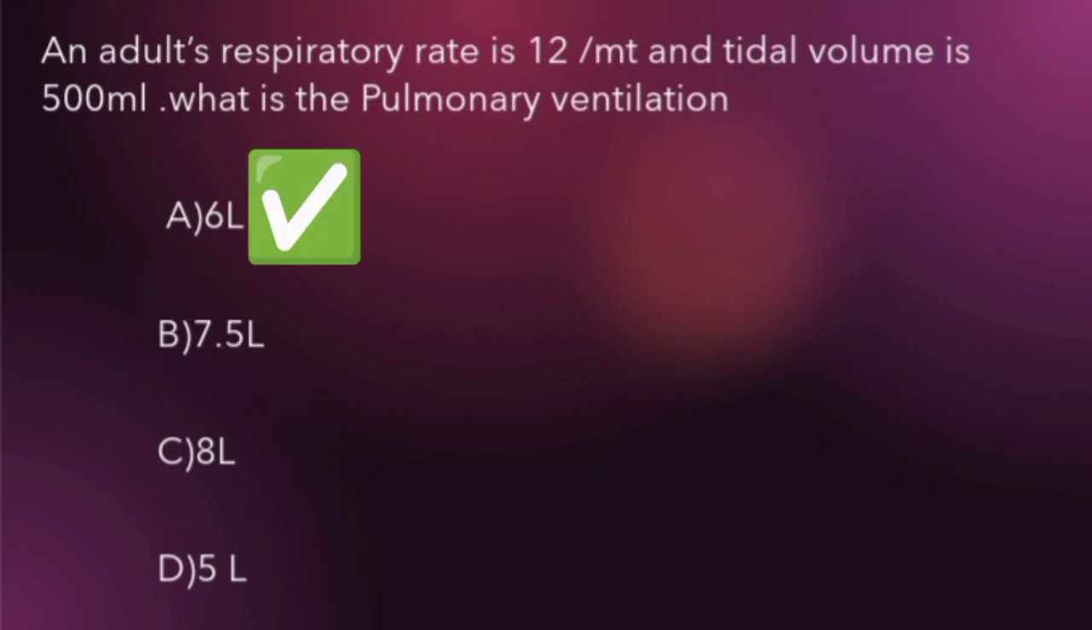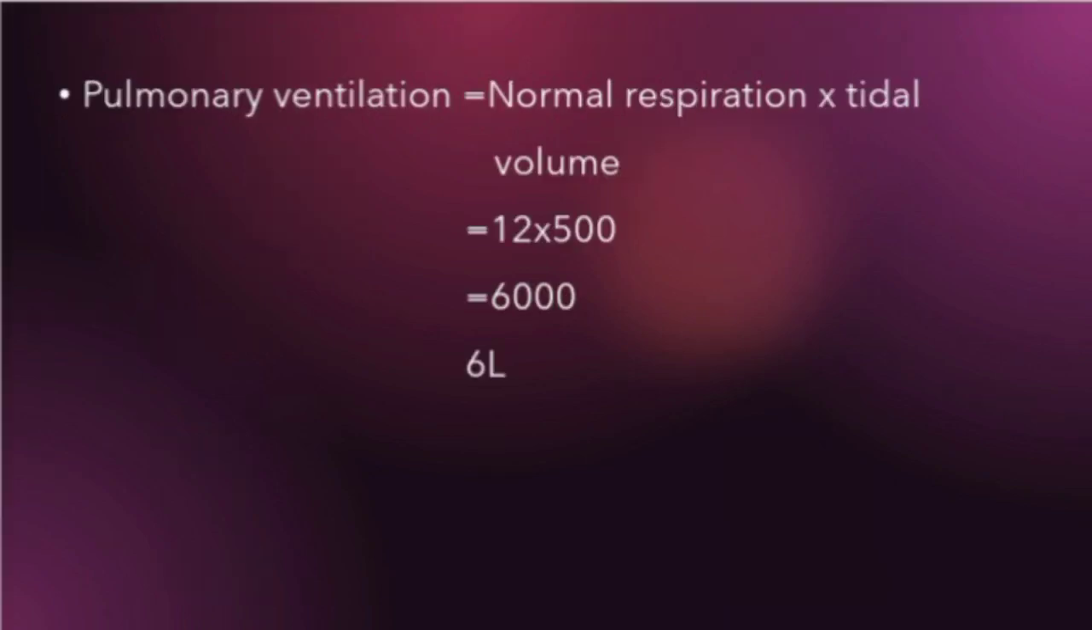6 liter. If a client's normal respiration and tidal volume is given, how will you find the pulmonary ventilation? Pulmonary ventilation is equal to normal respiration into tidal volume. Here the normal respiration is 12 and the tidal volume is 500. So it is 6000 ml. That means 6 liter.